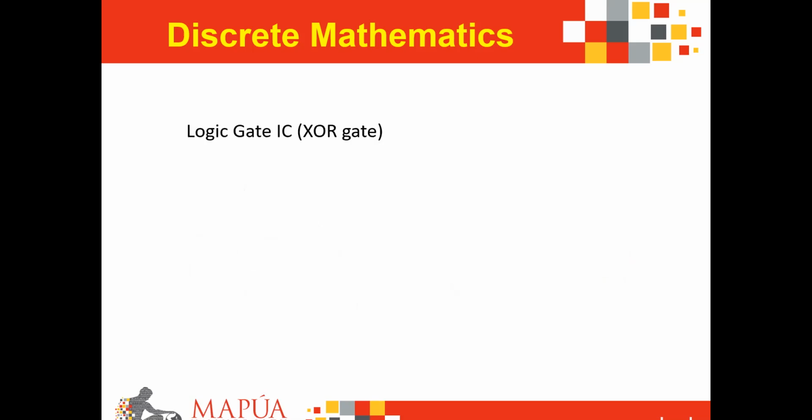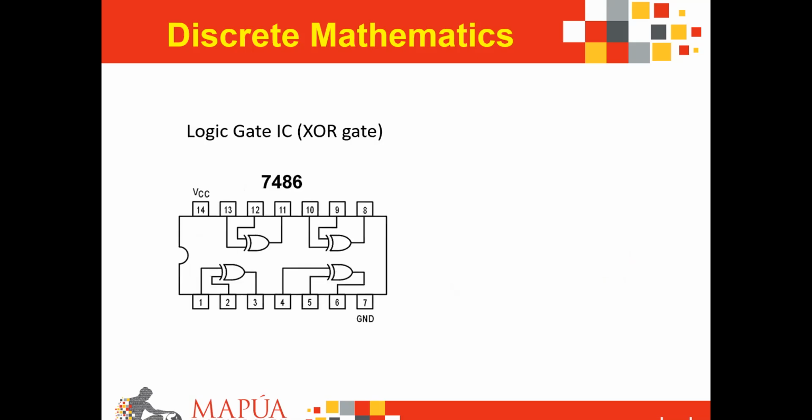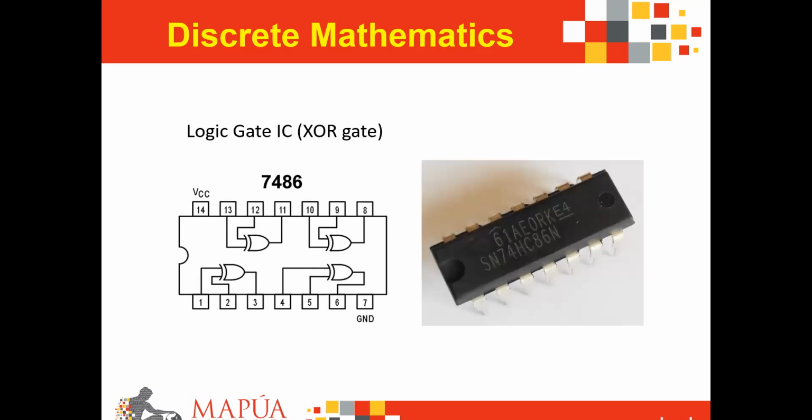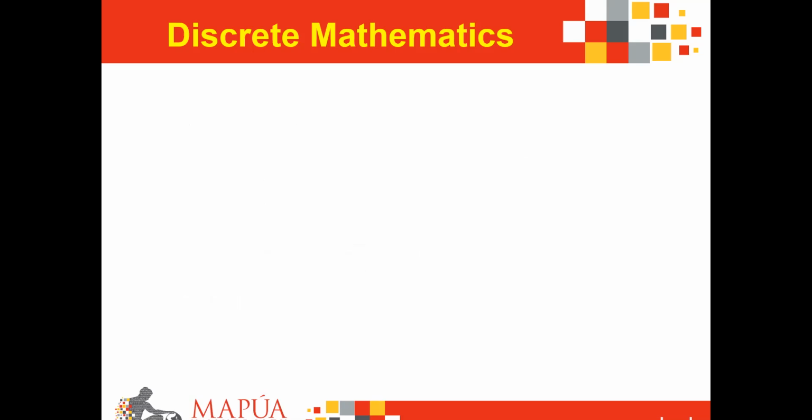For your XOR gate, it's actually referred to as a 7486, which eventually looks like this. So a 7486 implements an XOR gate, and as seen there, your pins 1 and 2 are dedicated for inputs, while your pin 3 is dedicated for your output for your first XOR gate, while pin 14 and pin 7 are still dedicated for your VCC and ground respectively.